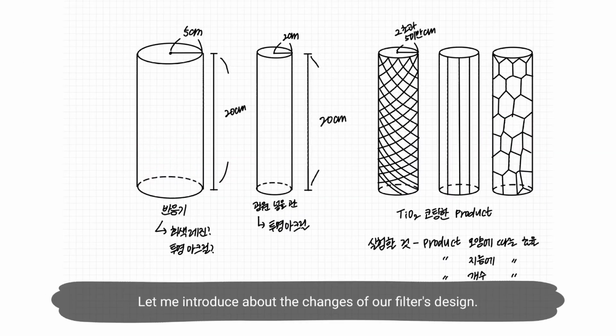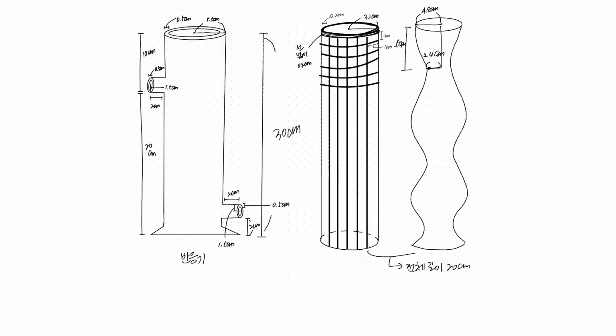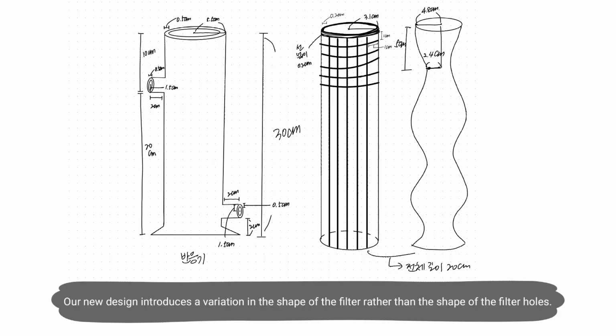Let me introduce the changes of our filter's design. This is our first design of our filter. At first, I attempted to experiment with changes in the shape of the holes within the filter, rather than altering the form of the filter itself. Our new design introduced a variation in the shape of the filter rather than the shape of the filter holes.